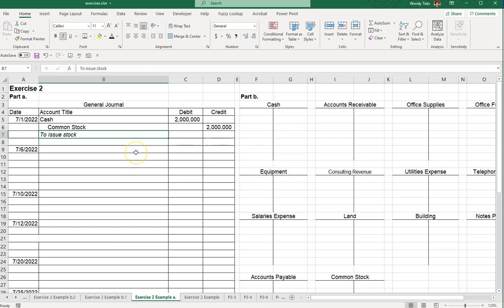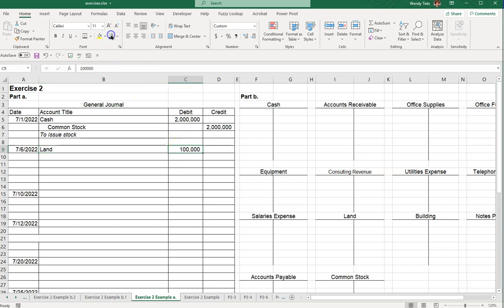Now, our second transaction is the company purchased office space for $400,000, of which $100,000 was applicable to the land and $300,000 to the building. They made a payment of $120,000 and a long-term note payable for the balance. So let's see. First off, what did we get? Land, right? We got land. Land is an asset. Land is increasing. I'm going to debit it.